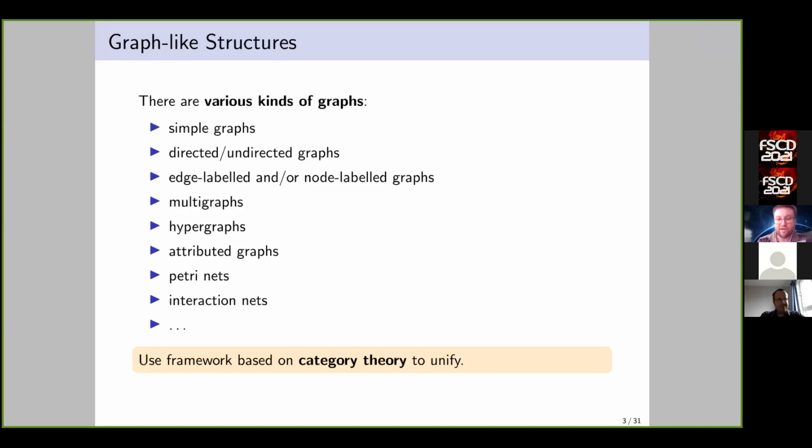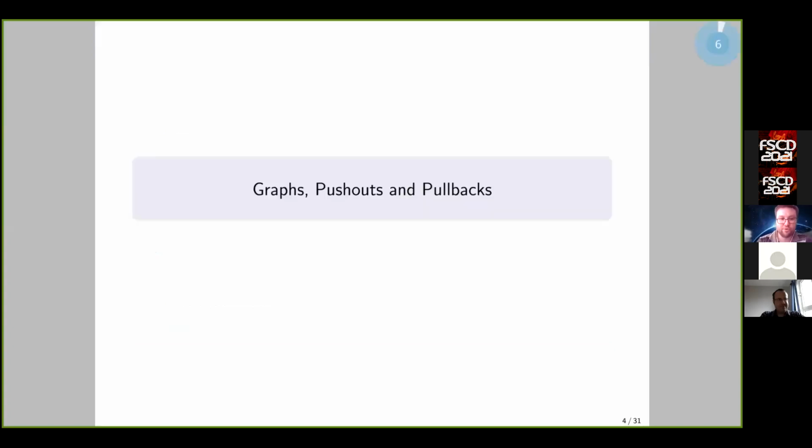To this end, I will have to tell a tiny bit about category theory. I assume that maybe not all of you know it, but I will keep it to the very basics. I will just talk about graphs and a bit about pushouts and pullbacks in the category of graphs.